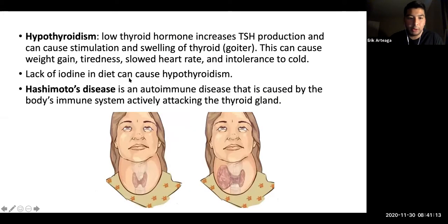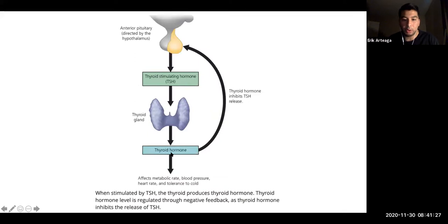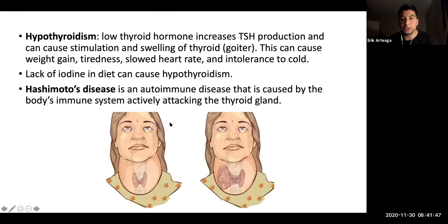So hyperthyroidism, we'll start with hypo since it's first. Hypothyroidism is low thyroid hormone, which increases thyroid stimulating hormone production. Low thyroid hormone allows thyroid stimulating hormone to be produced in excess. So too much TSH and not enough thyroid hormone will give you hypothyroidism. This can cause goiter, weight gain, tiredness, slowed heart rate, and intolerance to cold.